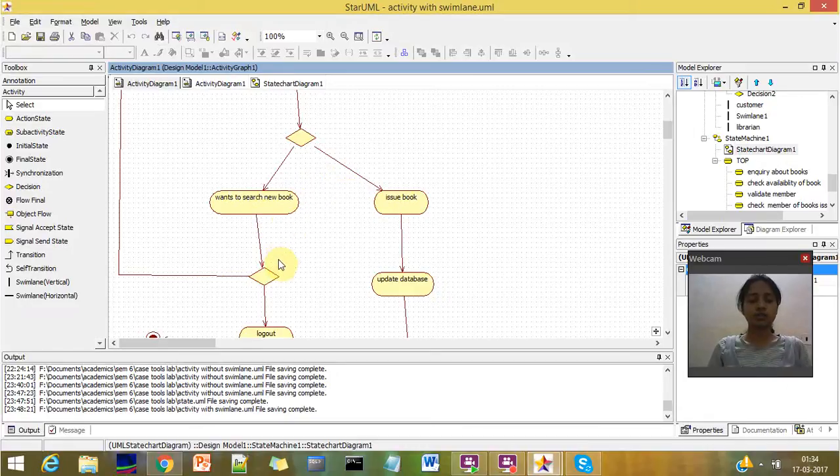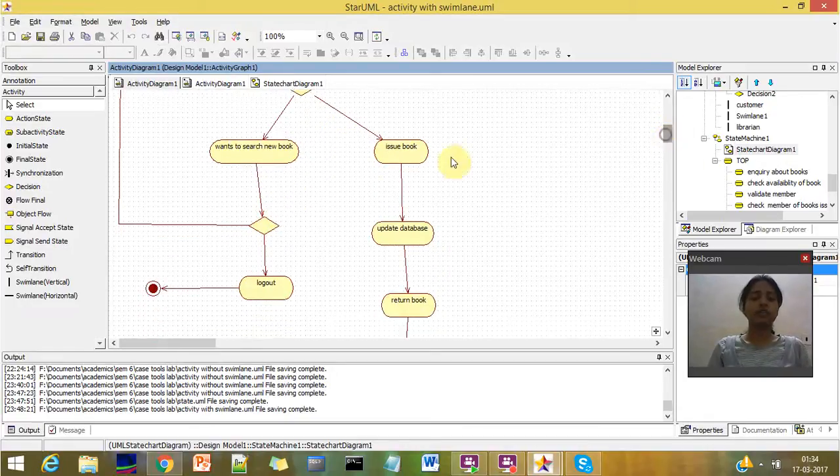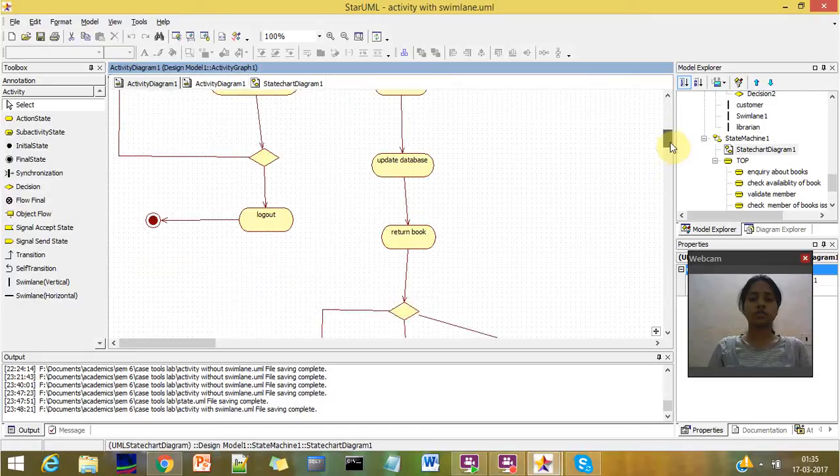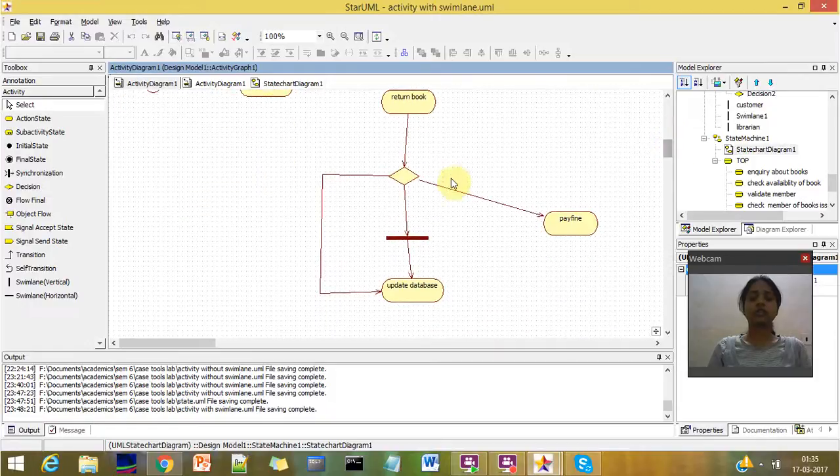And if the person does not want to search a new book, that is, if the decision is no, then the person logs out. If the decision is yes, then it will again go into a self loop of searching the book. Then it will go to the next branch, that is issue book, access, update the database, and then it will return the book. The return book again has a decision, which is divided into two further paths.